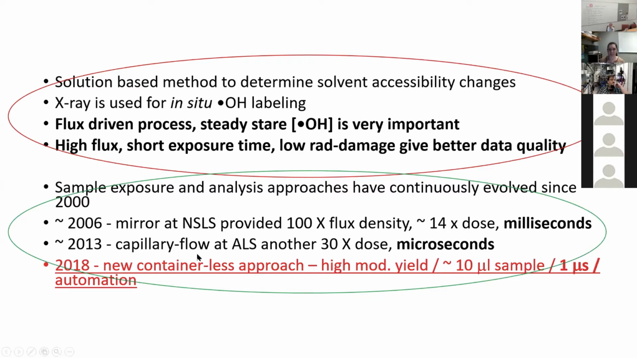In 2013, in the Bartle Lab, we started working on the capillary flow, and we got a further higher dose, like 30-fold effective dose, and we brought the exposure time down to microseconds. Now we are working on a new way of exposure, like a liquid jet, which I'll show later on. That makes it possible to get even 1 microsecond exposure, and there are also a lot of other advantages.